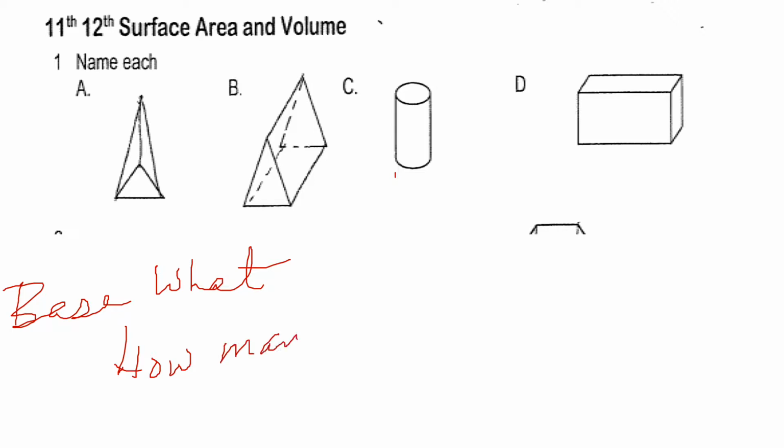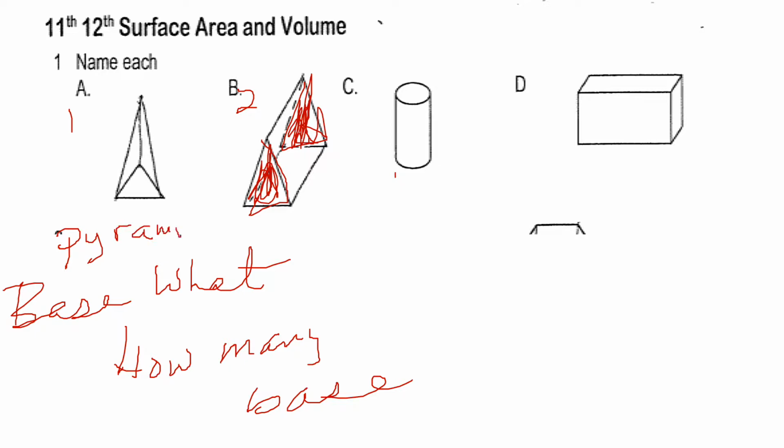How many bases? So you're asking yourself that. So look here, I see one base. It's only sitting on one, as opposed to this one which has two. There's one here and one back here to match it. So this has two bases, this has one, but that's not the name yet. When it only has one, that's called a pyramid, P-Y-R. All right, and then what kind of pyramid? What kind of base was that? What is that shape? Triangular.